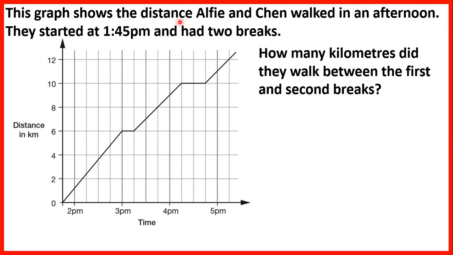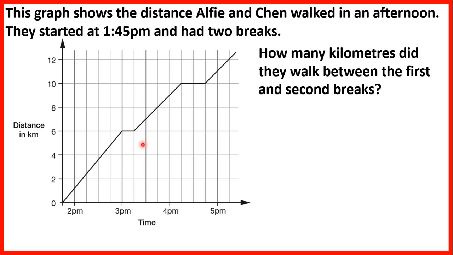This graph shows the distance Alfie and Chen walked in an afternoon. They started at 1:45 p.m. and had 2 breaks. How many kilometres did they walk between the first and second breaks?